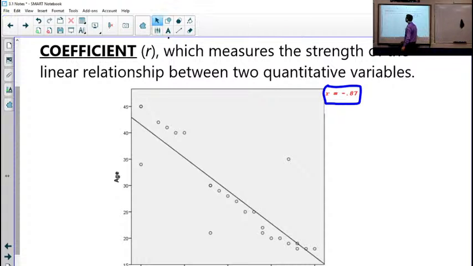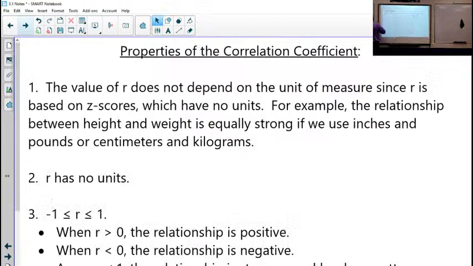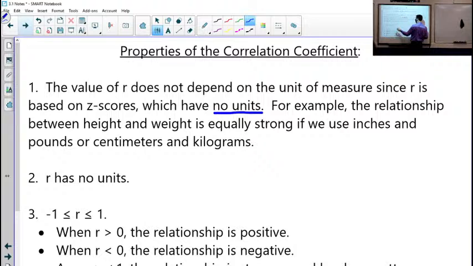So some things about R. R does not depend on a unit of measure and doesn't have units. So the relationship between height and weight is equally strong if we use inches and pounds or centimeters and kilograms. And a key thing to say here is that it has no units, and that's said again down here.